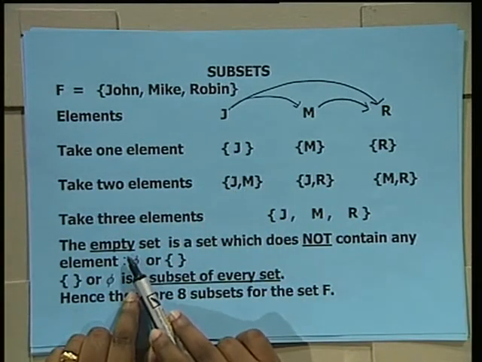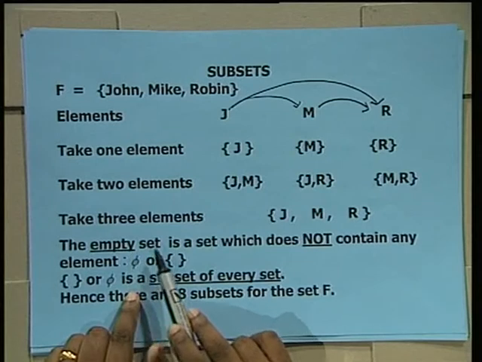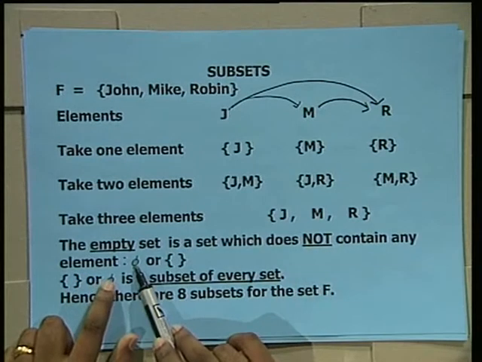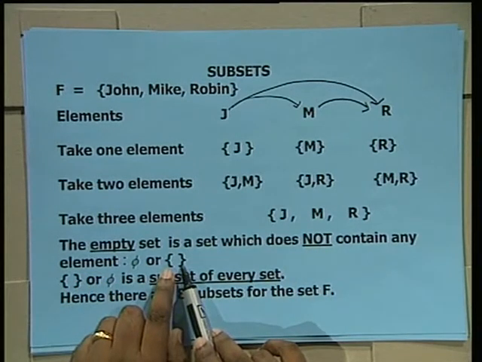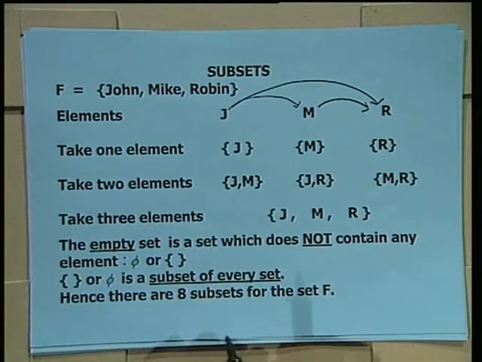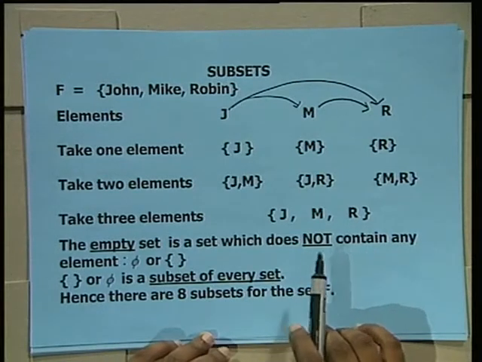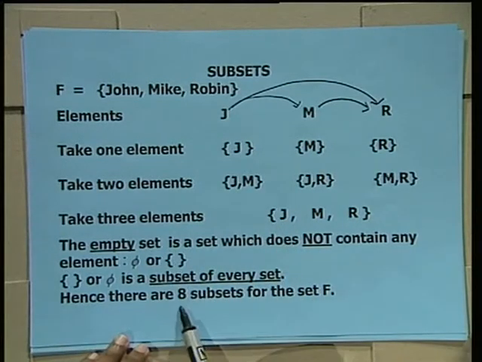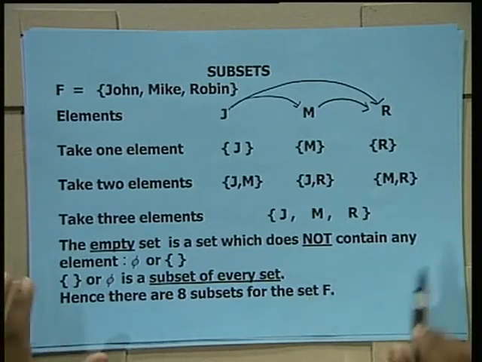We'll define a new set, the empty set. That is a set which does not contain any element. And we represent it by phi or 2 curly brackets. Now remember that the empty set is a subset of every set. So we had 7 subsets of F and the empty set which makes 8 subsets. So in order to make subsets, you take 1 element, 2 elements, 3 elements, and don't forget the empty set. The empty set is a subset of all the sets.